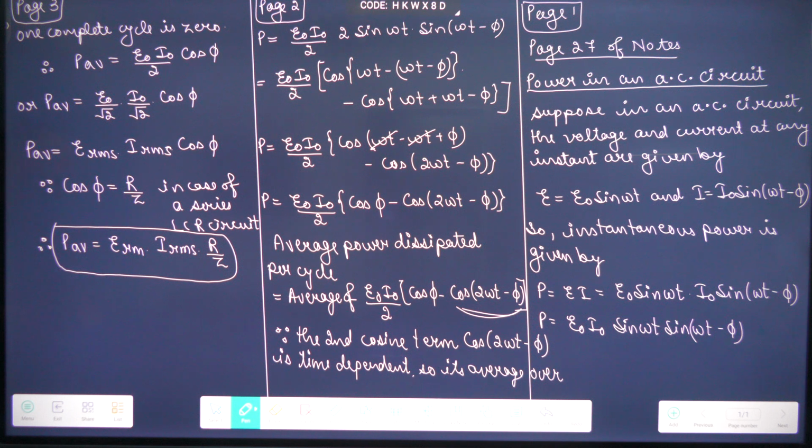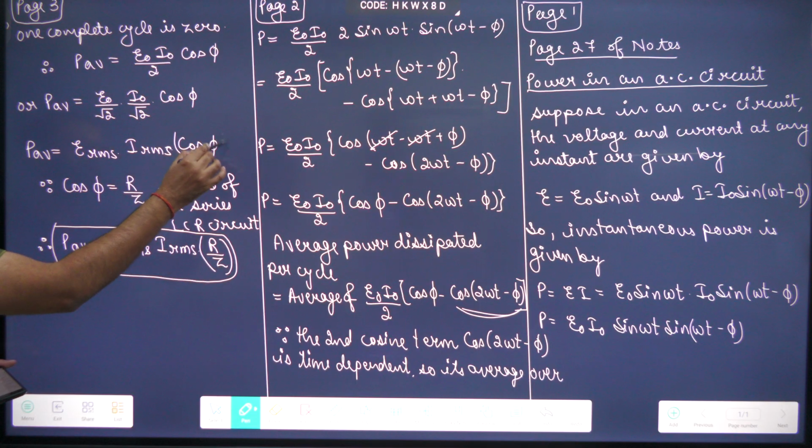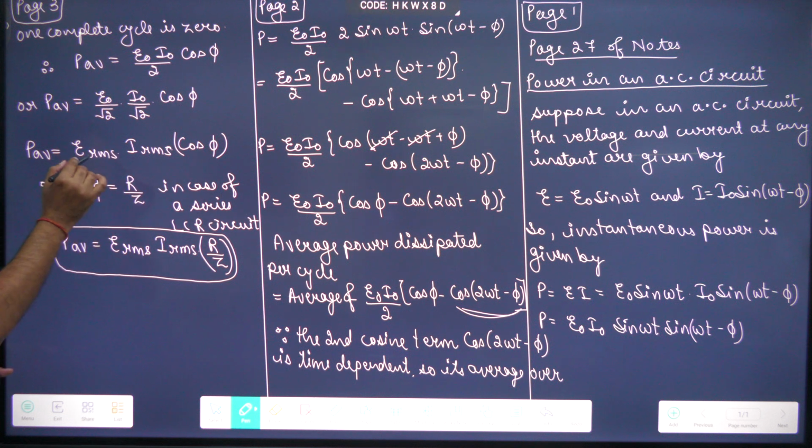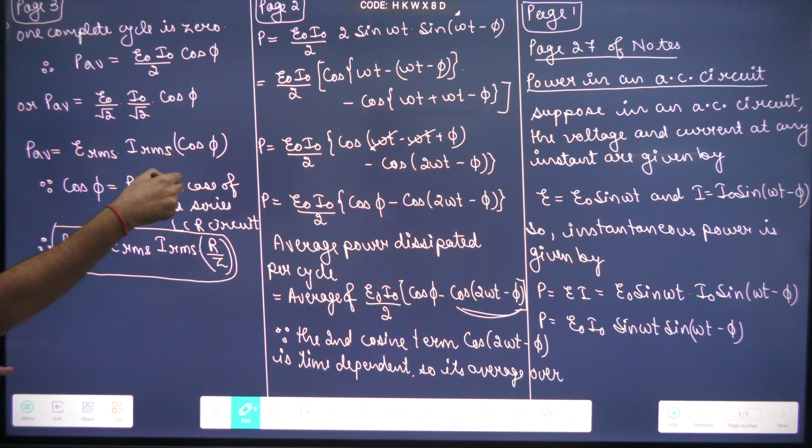Special cases. Is that clear to you till now? We have seen in series LCR circuit that cos phi is equal to R upon Z. Now I am going to tell you why this cos phi is called the power factor of the circuit. ERMS, the RMS value of EMF, is a fixed value, and IRMS is a fixed value. It's cos phi which keeps on changing and determines the power of this AC circuit. That's why cos phi is called the power factor of the circuit.